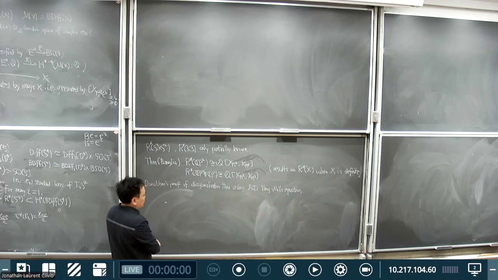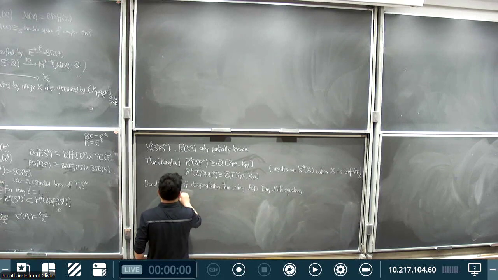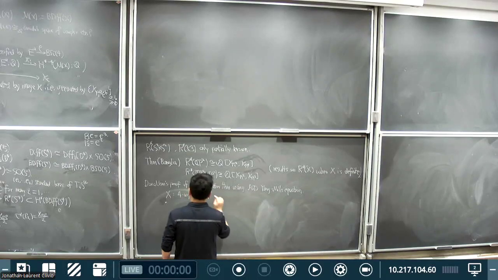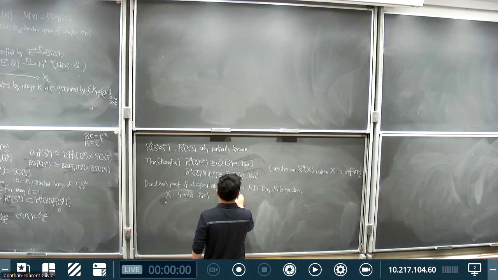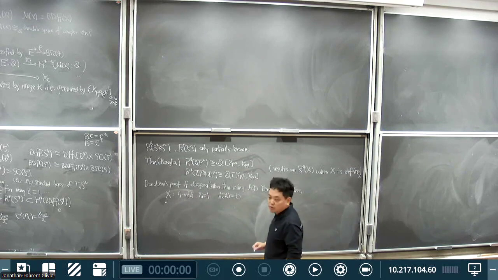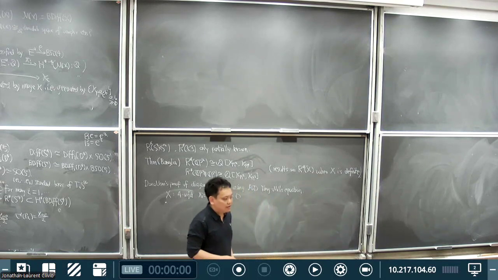So what's the setting? X is a smooth closed four-manifold, with H1 of X simply connected, and H2 of X with negative definite intersection form. We are hoping to prove that the intersection form of X is diagonalizable.